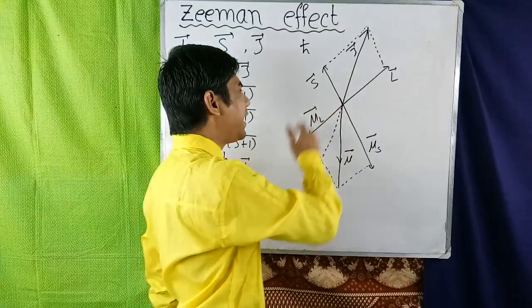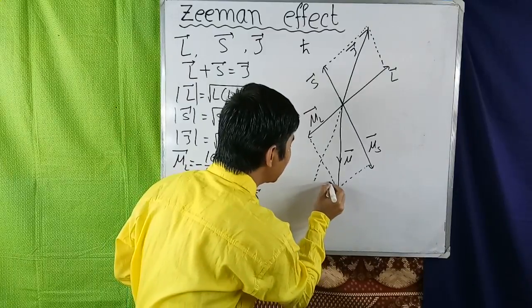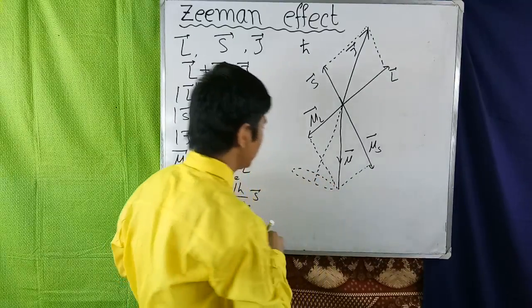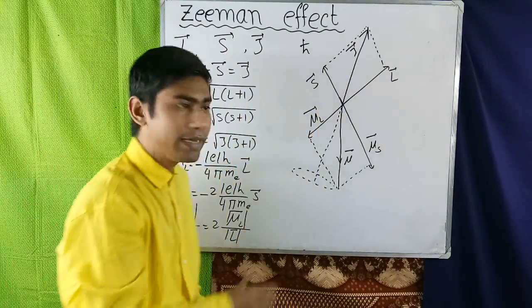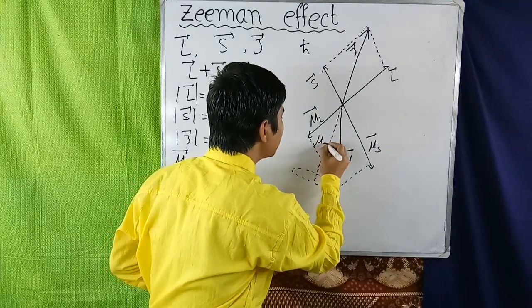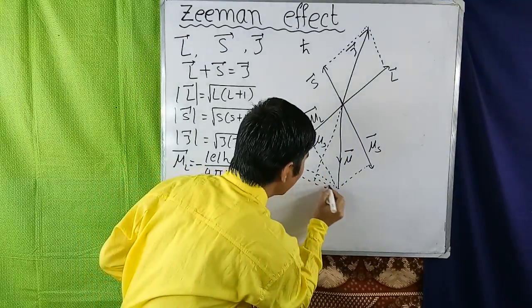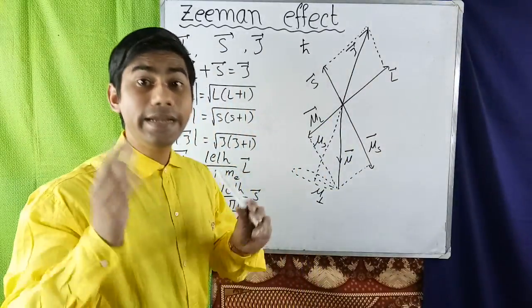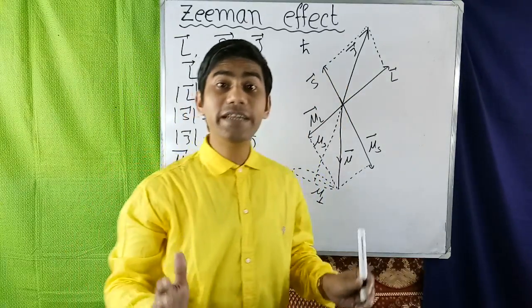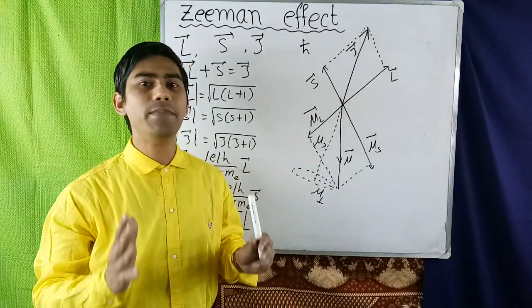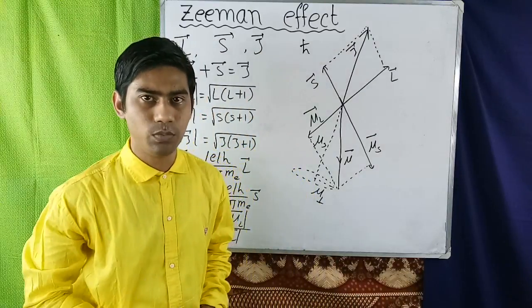Now as mu L and mu S precess about the direction of J, mu also precesses about the direction of J. During the precession of mu about the direction of J, its component mu J in the direction of J remains constant, and its component mu perpendicular, in a direction perpendicular to J, which rapidly rotates about the direction of J, vanishes on time average.